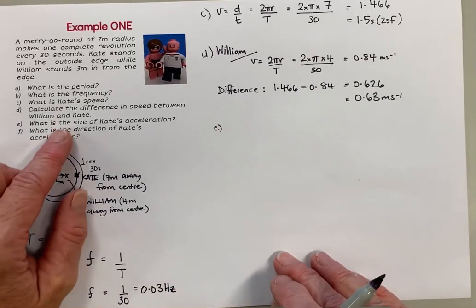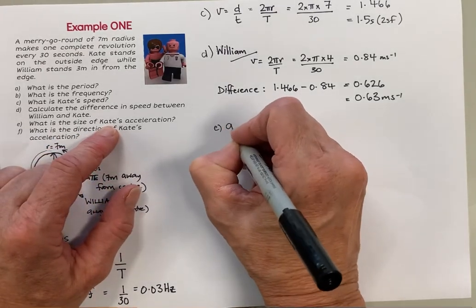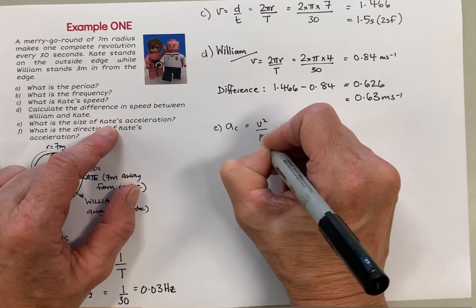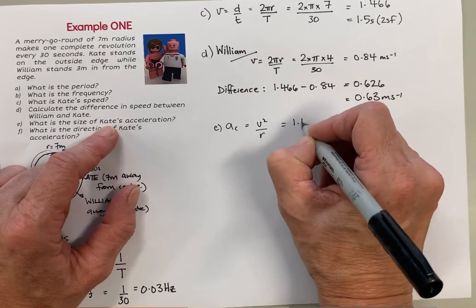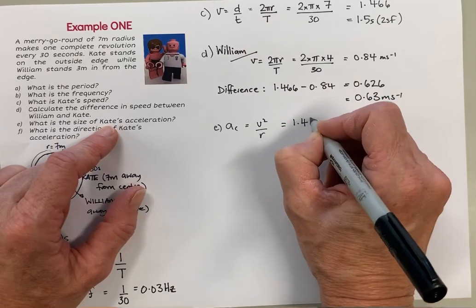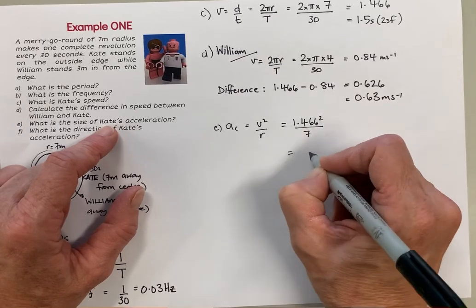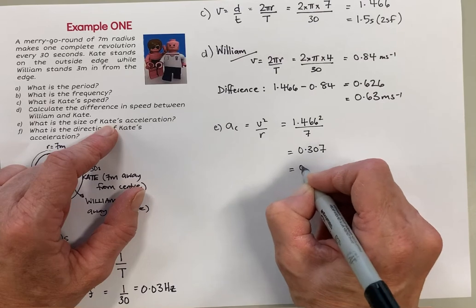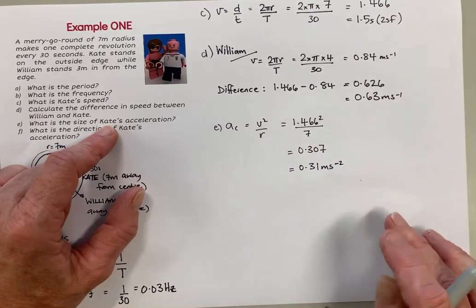Okay, part E, what is the size of Kate's acceleration? That's centripetal acceleration, which is v squared over r. We've already worked out her velocity, which is 1.466 squared over 7, which comes out as 0.307 or 0.31 meters per second every second.